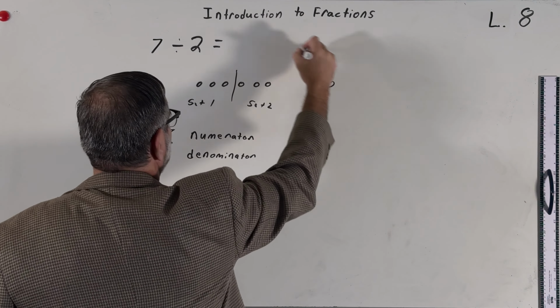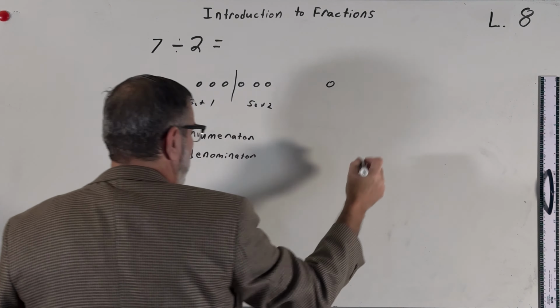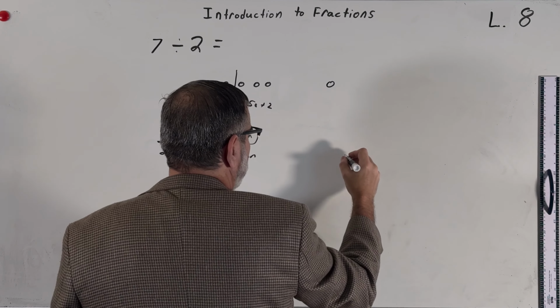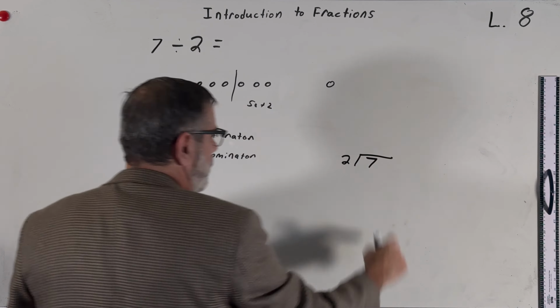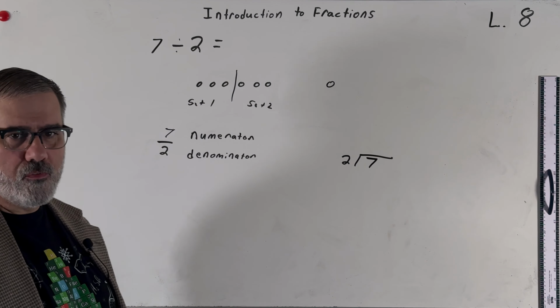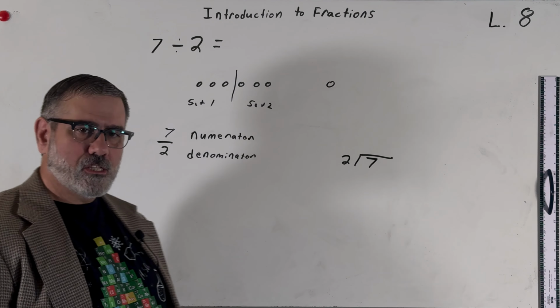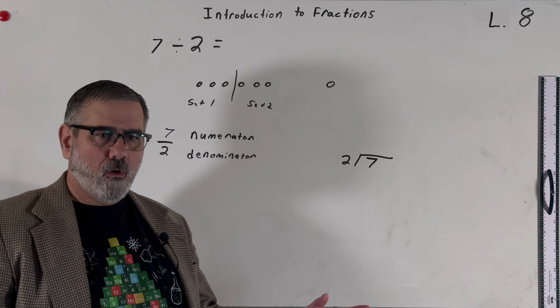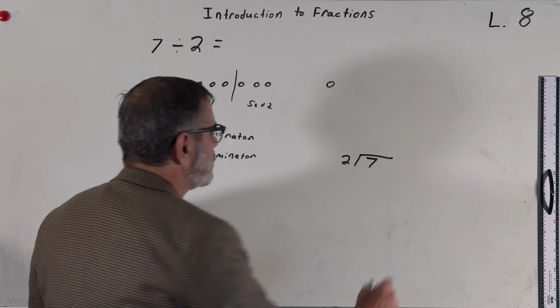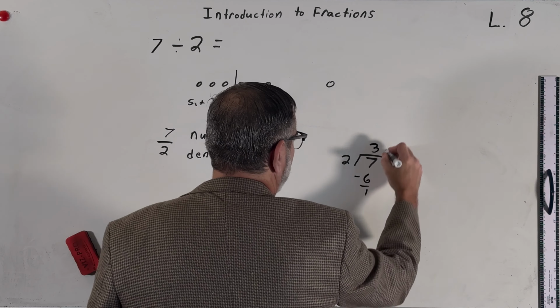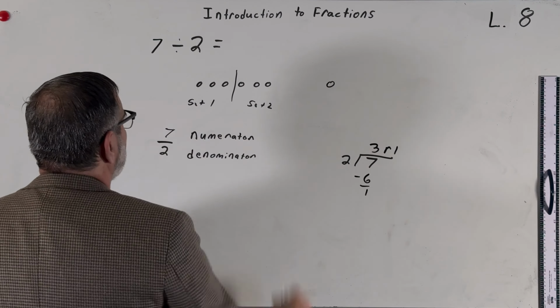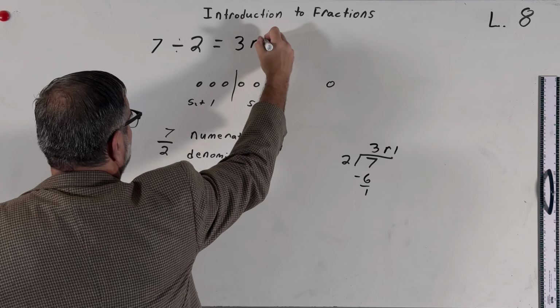So what is this equal to? Well, let's just go back and look at our division problem. We would take 2 and we would divide it into 7. And how many times could it go into 7? Well, 2 times 2 is 4. 2 times 3 is 6. 2 times 4 is 8. We've gone over. So let's use 2 times 3. 3 times 2 is 6, leaving us with a remainder of 1. So this is 3 remainder 1.